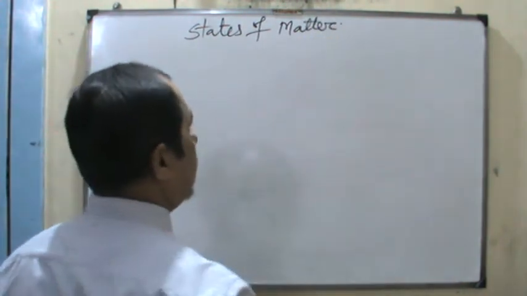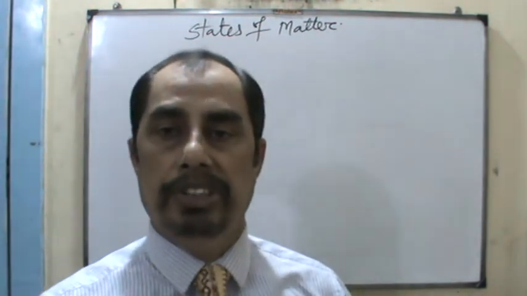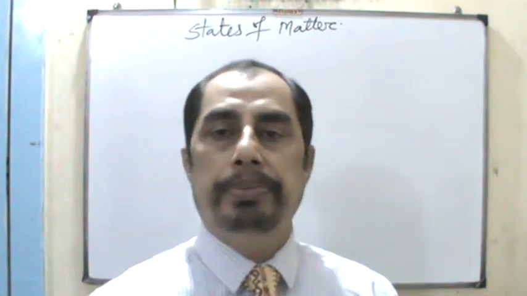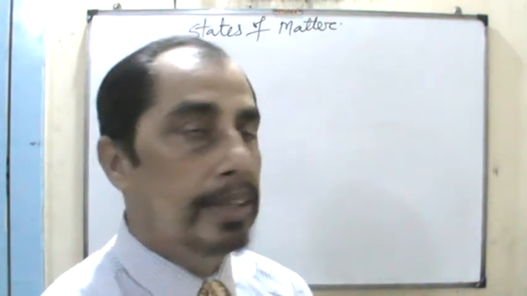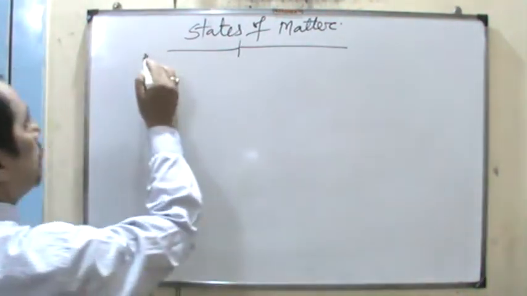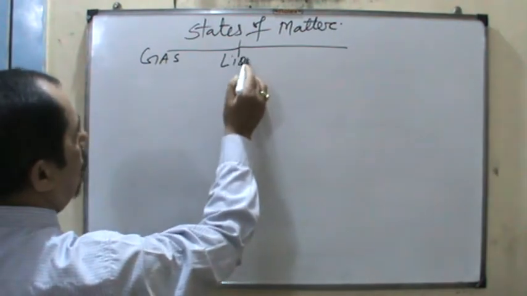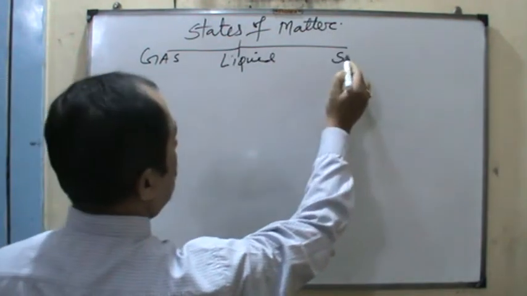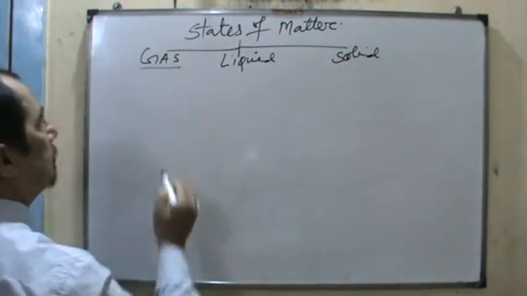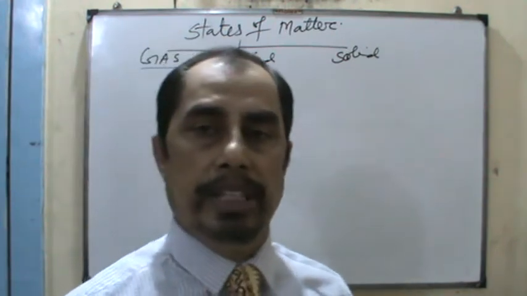You see, anything which occupies space, has weight and can be felt by your senses is known as matter. Matter is of three types: solid, liquid and gas. In your syllabus, we will discuss only the gaseous state of matter, not liquid and solid. That is the part of your syllabus.